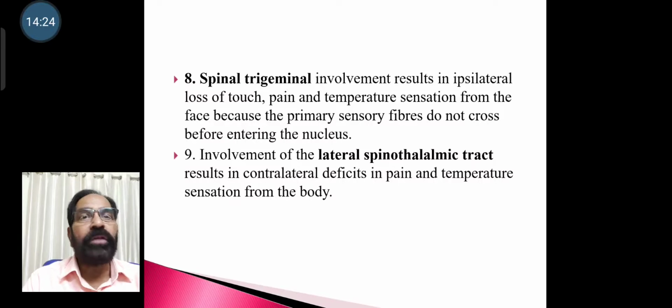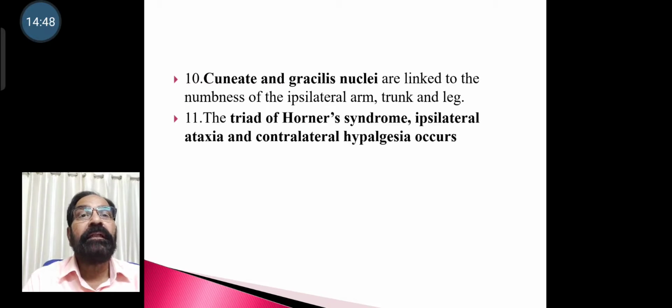Spinal nucleus of the trigeminal involvement results in ipsilateral loss of touch, pain and temperature sensation from the face because the primary sensory fibers do not cross before entering the nucleus. Involvement of the lateral spinothalamic tract results in contralateral deficits in pain and temperature sensation from the body. Then involvement of the cuneate and gracile nuclei are linked with numbness of the ipsilateral arm, trunk and leg. There can be a triad of Horner syndrome, ipsilateral ataxia and contralateral hemiplegia in lateral medullary syndrome.